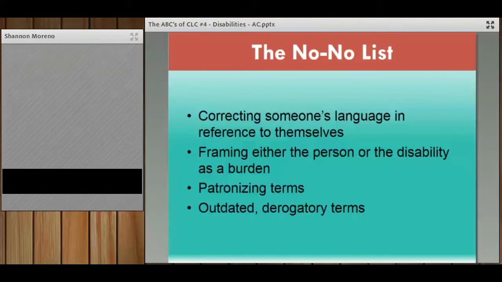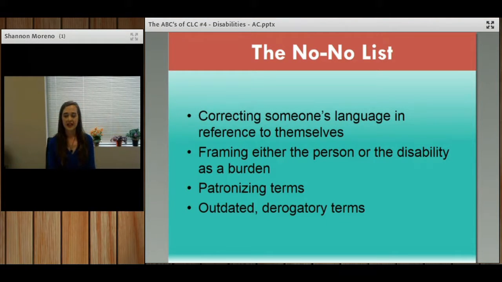So I want to go through a few different ways that we would definitely not recommend speaking. So first of all, correcting someone's language in reference to themselves. We spent a lot of time taking a look at person first language and identity first language, which communities in general prefer which way, so on and so forth. At the end of the day, if someone wants to speak a certain way about themselves, about their community, it's really not a non-disabled person's place to correct that.